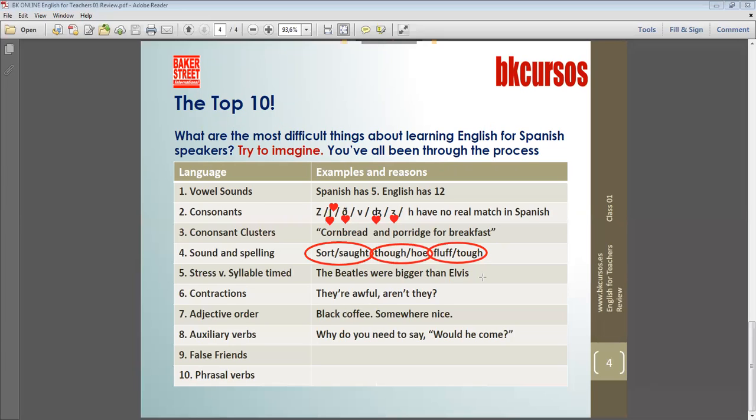Absolutely. Which means that to speak good English, we really have to listen, don't we? Yeah. We have to hear somebody saying it. Okay, right. That's good.